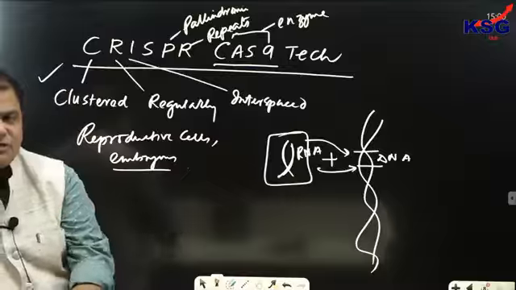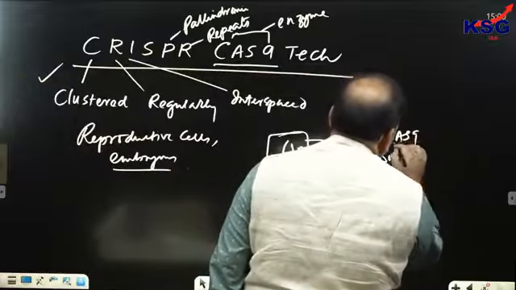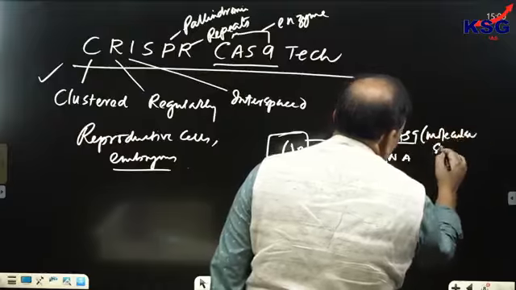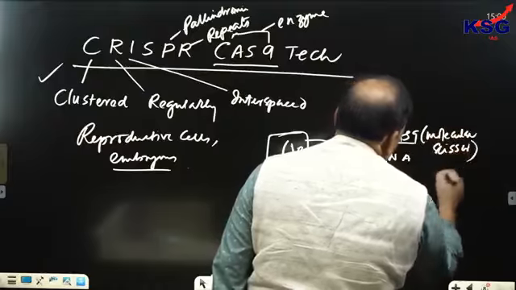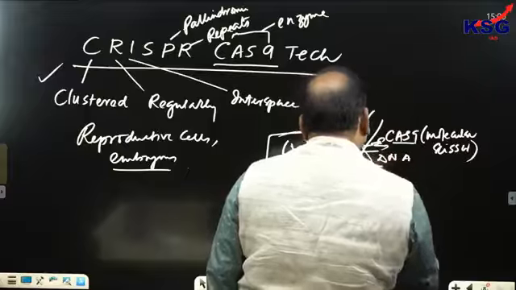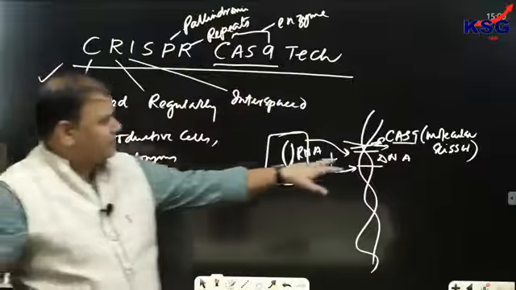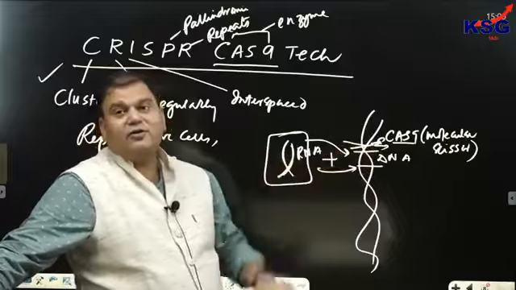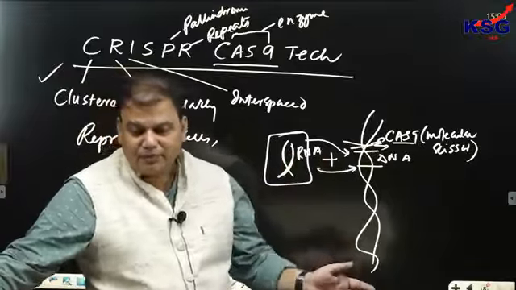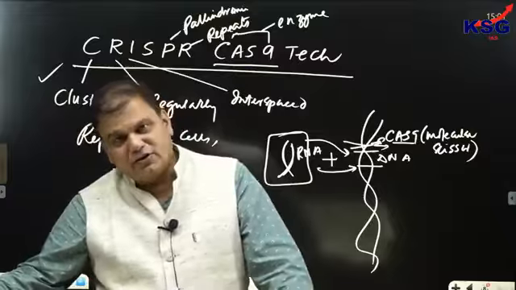And then we would be responsible for using Cas9. So Cas9 is what? Cas9 is a molecular scissor, which would be responsible for stripping off, removing this segment of DNA. And in the place of that, a new segment of DNA can be introduced. So that's how it works.